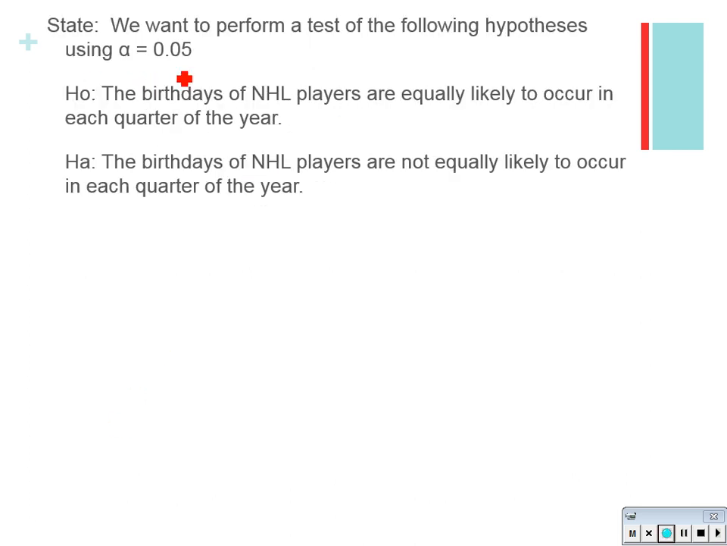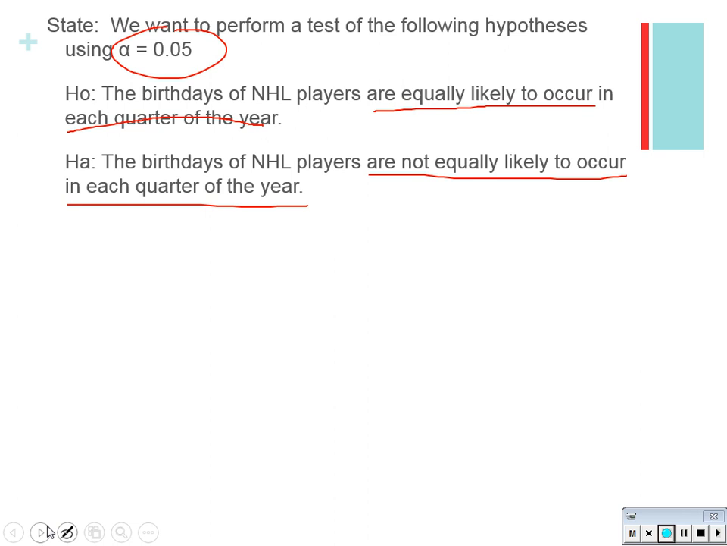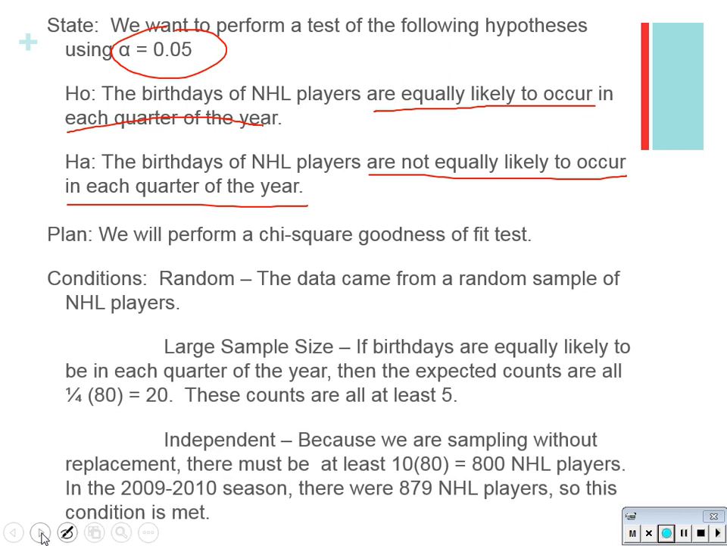So for this question here, the null hypothesis would be that the birthdays of the NHL players are equally likely to occur in each quarter of the year. Whereas the alternative would be that they're not equally likely to occur. So we're going to do this at a 5% significance level. The plan for this, so we're going to do a chi-square goodness of fit test.